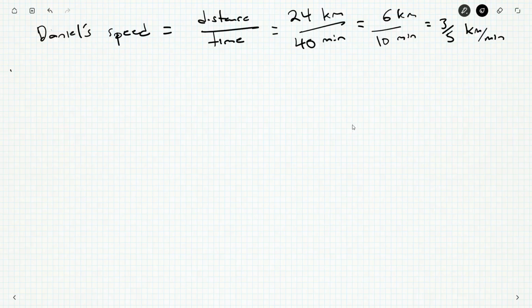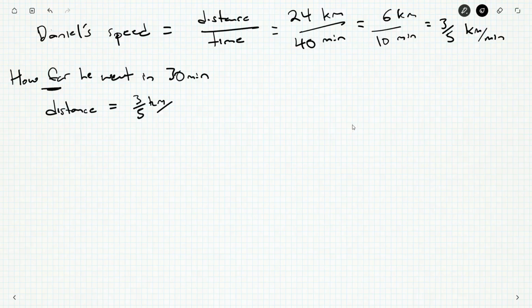We want to know how far he went in 30 minutes. So how far, that's a distance. So we want distance. Well, distance is speed times time. We know his speed, and we know the time we're working with, 30 minutes. So we line it up, and we know we've done it properly, because the units cancel out, we'll be left just with kilometers. So 3 times 30, that's 90 over 5.